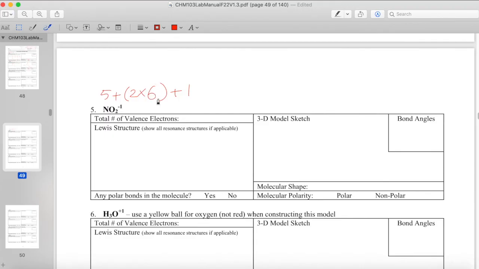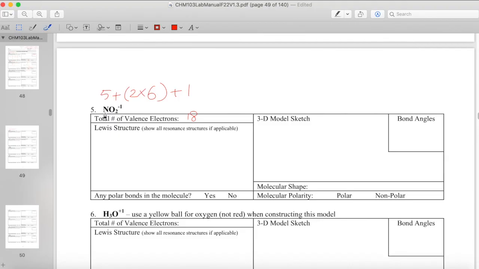Let's see, 12 plus 6 is 18, so I should have 18 electrons in my diagram when I'm done with it. Again, please note we have an even number of electrons. If you did this math and you got an odd number, that would have told you that you made a mistake somewhere. All right, so let's draw this out.